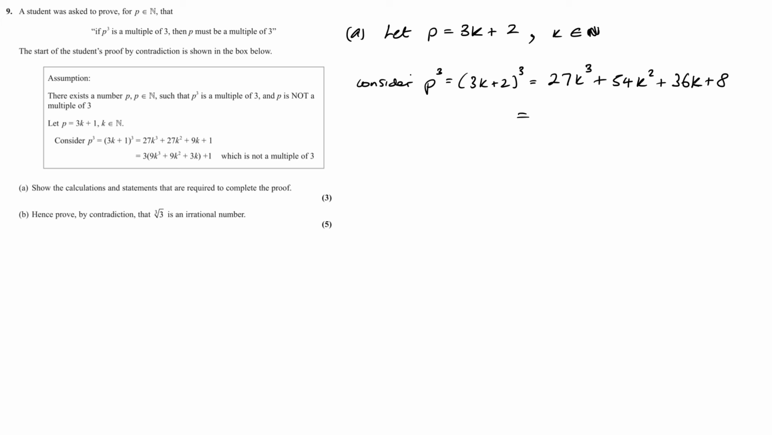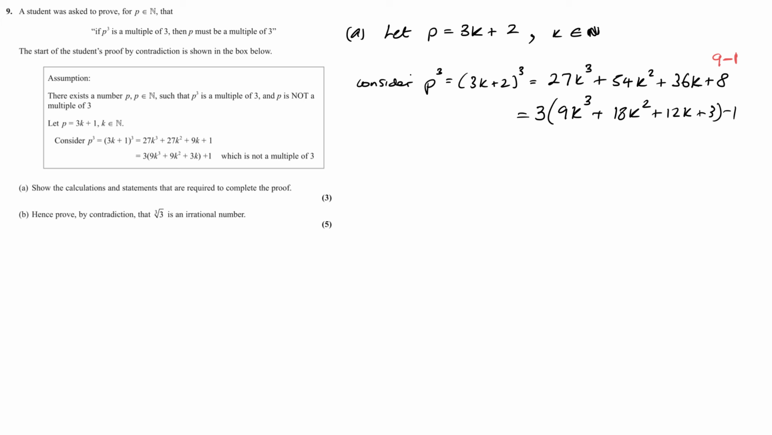Now we can go ahead and take 3 out just like they did in the question here. So we take the 3 out, so that gives me 9k cubed plus 18k squared plus 12k. Now this is a problem with the 8, so we'd want to take out 9, so it'll be 3 3s minus 1. So what we're actually doing here is we're splitting the 8 up into a 9 minus 1.